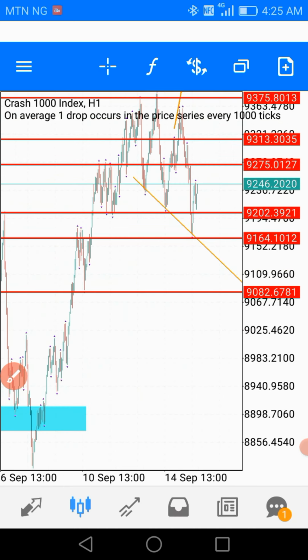Now having done this, what do you do next? We move to the next step, and that is step number 6. You want to break down the chart even more to understand what the market is doing in a clearer and more organized way.